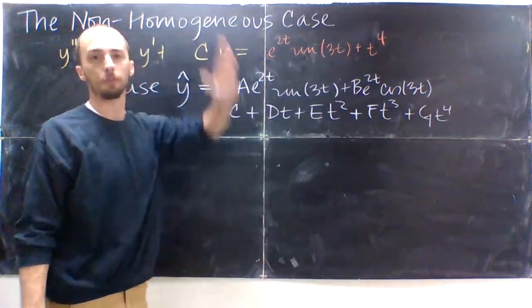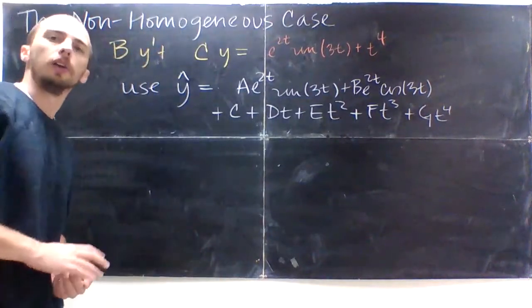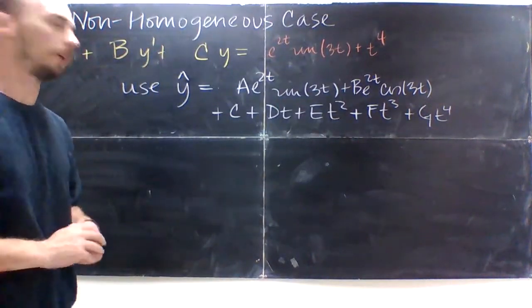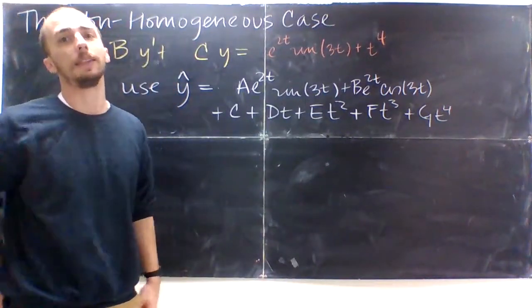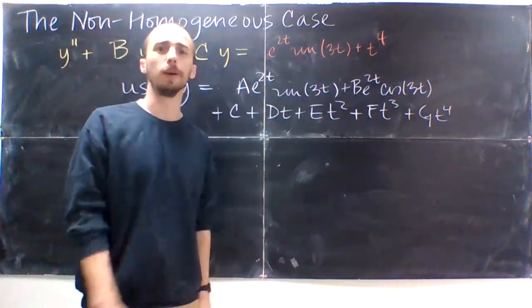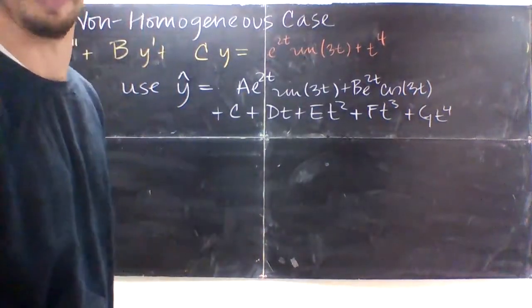I would run this through the second derivative. I'd end up with a bunch of things that I could use some algebra on to find the values of A, B, C, D, E, F, and G, and then maybe after that use my initial condition to find a solution to this thing, but I'm just going to leave that there. That'll be all for today.